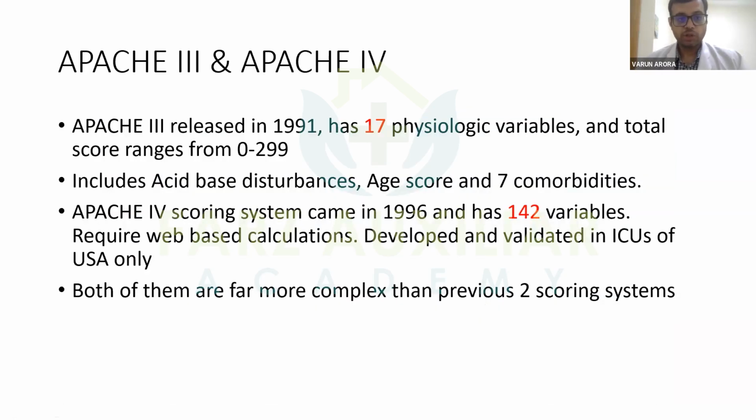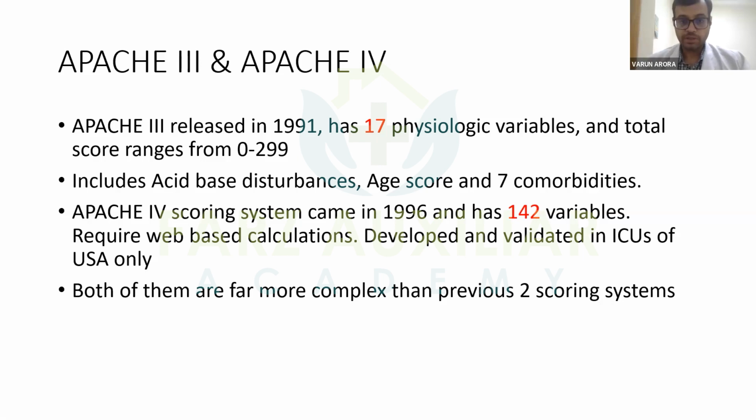Now, APACHE 3 was released in 1991 and has 17 physiological variables, and the total score ranges from 0 to 299. It also includes acid-base disturbances, age score, and 7 comorbidities. The APACHE 4 scoring system came into limelight in 1996, and it has 142 variables.